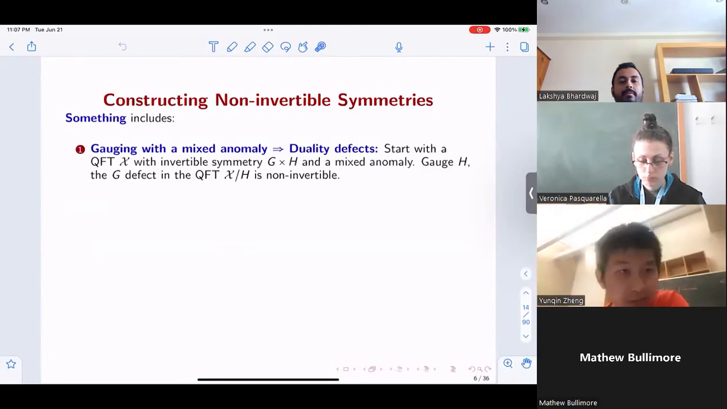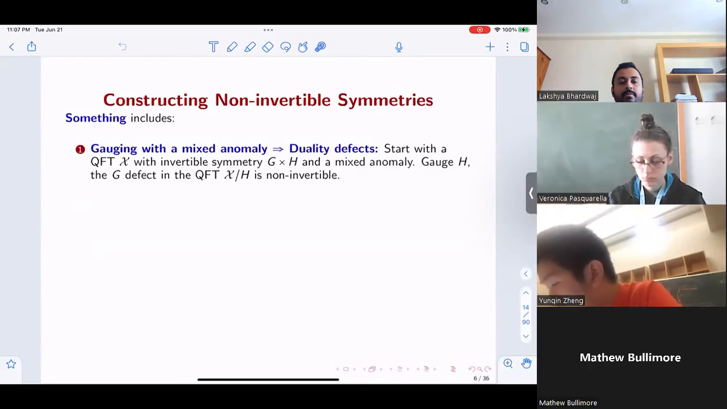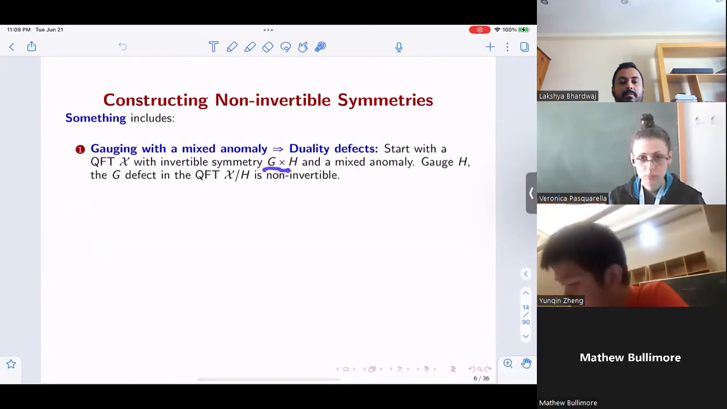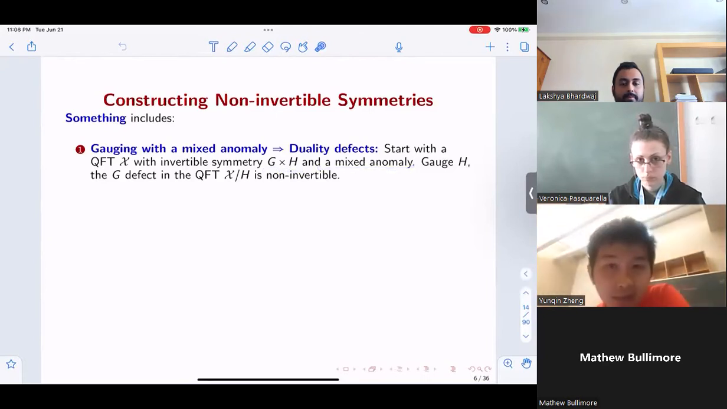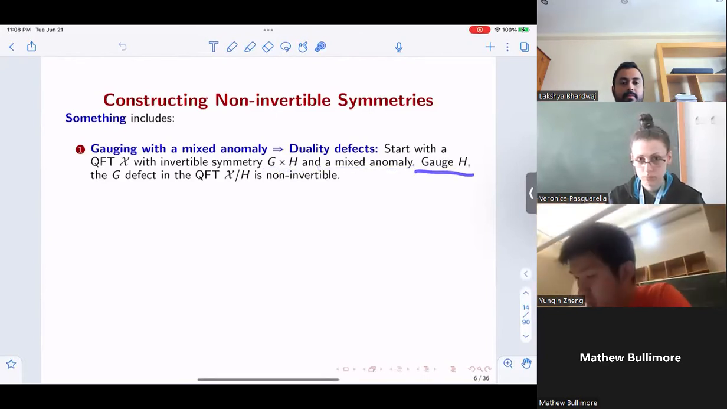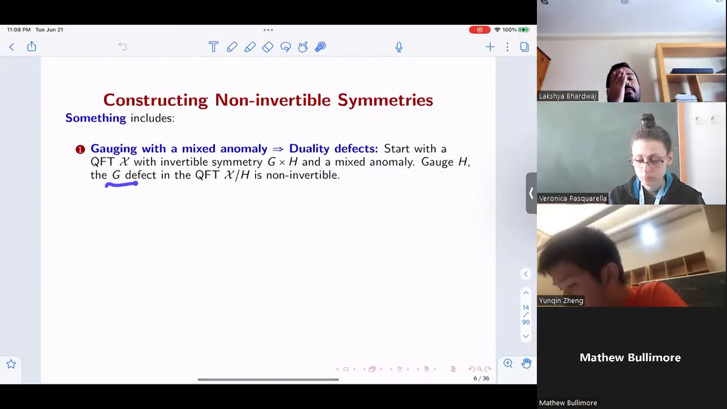Something includes, first, we can gauge with a mixed anomaly. This approach will give us the duality defects or triality or unality defects. But for simplicity, let me just use the duality defects. More concretely, we start with a theory X with the invertible symmetry with the group G times H, and with a particular choice of mixed anomaly. If we gauge the H, the G defect in the QFT, in the gauged theory, which I label as X mod H, becomes non-invertible.